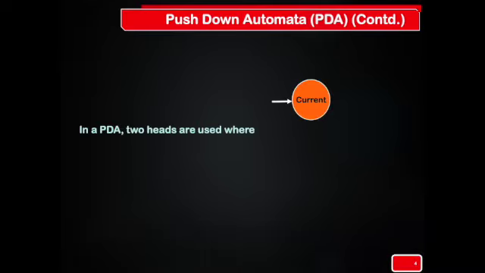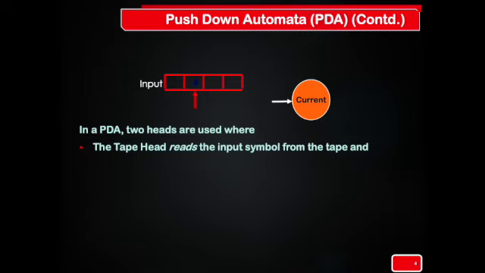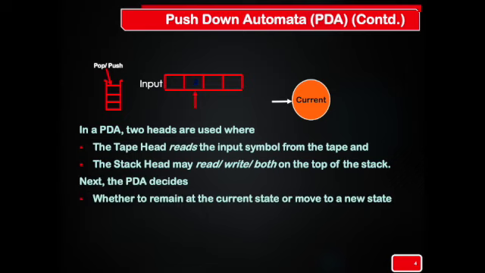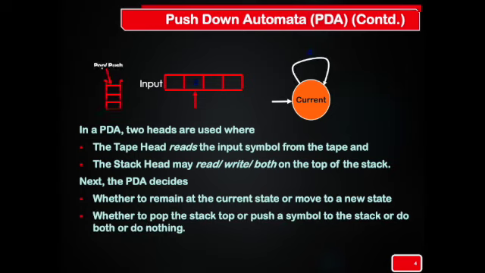In a PDA, we'll have two heads. One head reads the input from the tape, while the other one operates on the stack. The PDA also decides to change the state or not. Furthermore, the machine needs to identify whether to pop the stack top or push a symbol to the stack. Later, the tape head moves to the right cell.